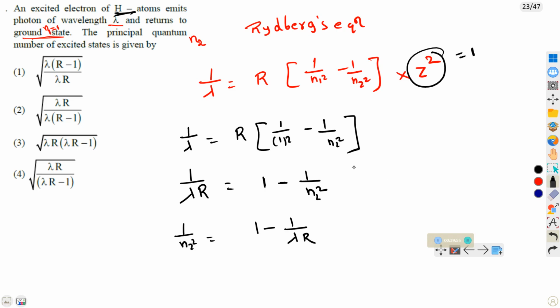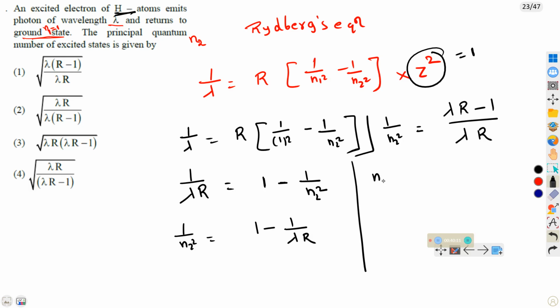Now simplify. 1 by n2 square is equals to lambda R minus 1 by lambda R. n2 square is equals to lambda R by lambda R minus 1. n2 is equals to square root of lambda R by lambda R minus 1. So, fourth option correct.